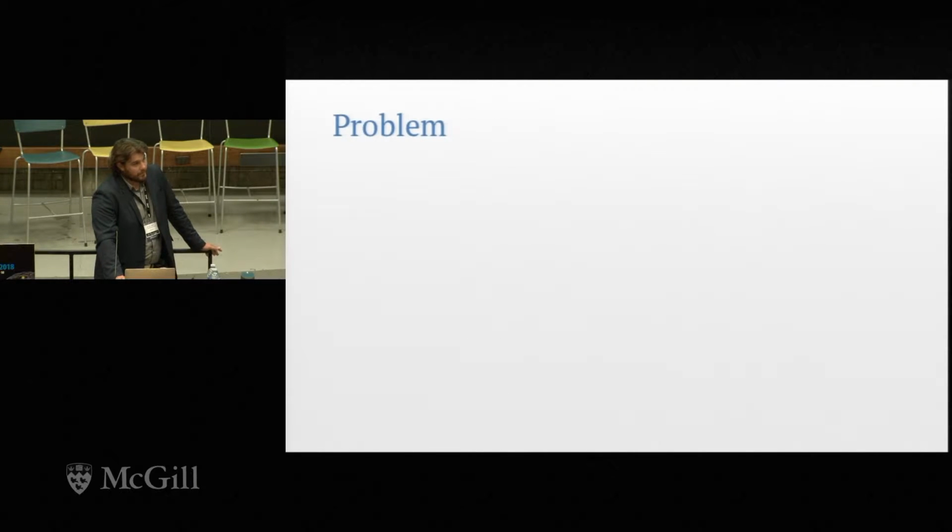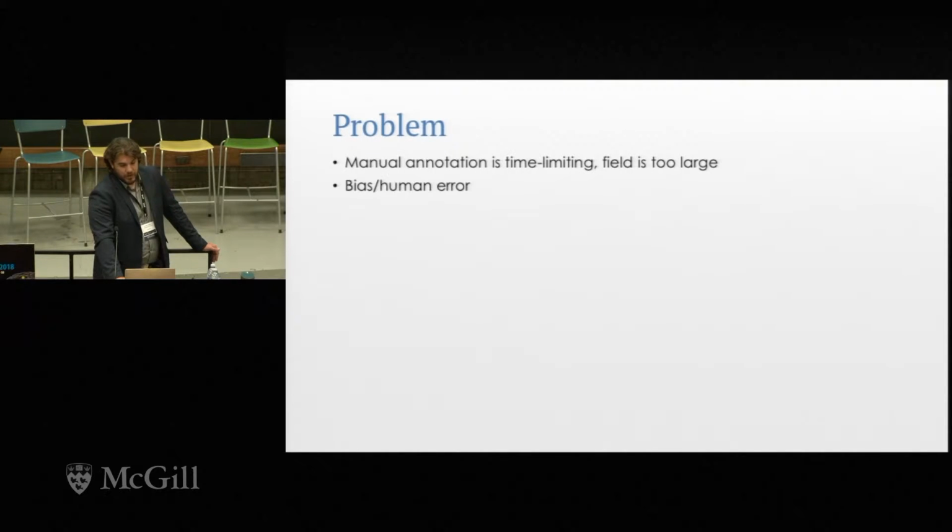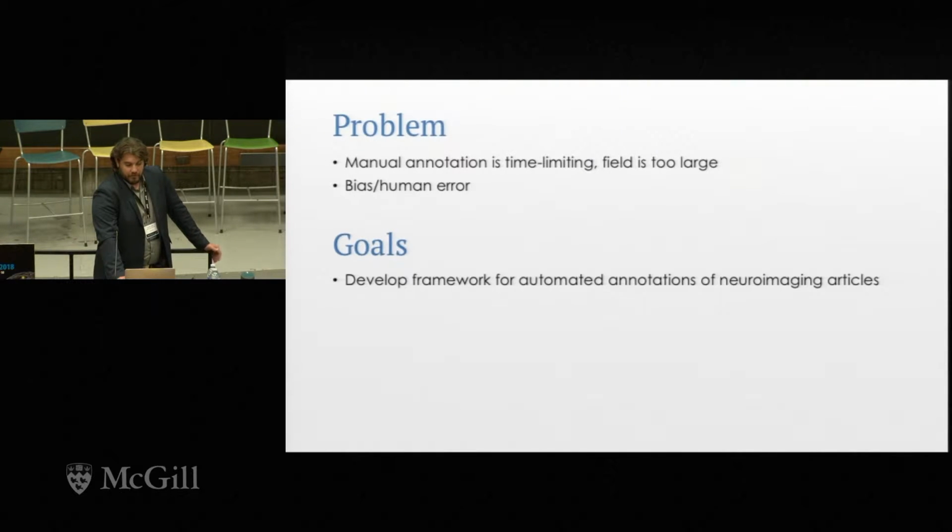The problem is that it takes a very long time to read an article and assess what kind of labels you want to assign to it, and really the field is just growing too fast for us to keep up with this manual annotation procedure. Plus, if everybody is doing this themselves, manual annotation is subject to bias and human error. So the goal of our work was to develop a framework for automated annotation of neuroimaging articles.